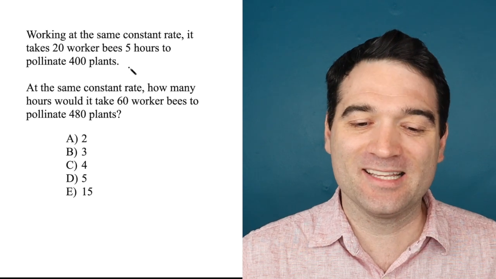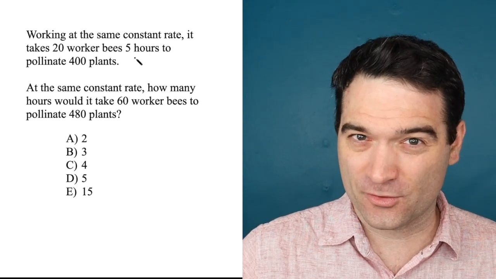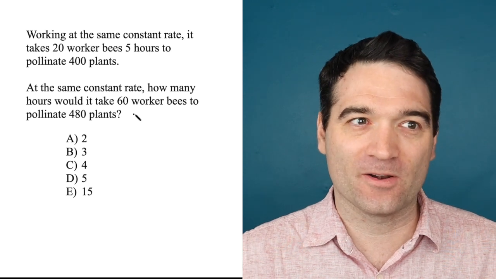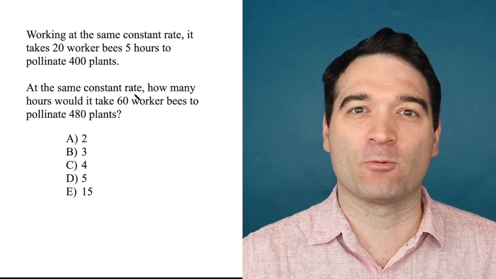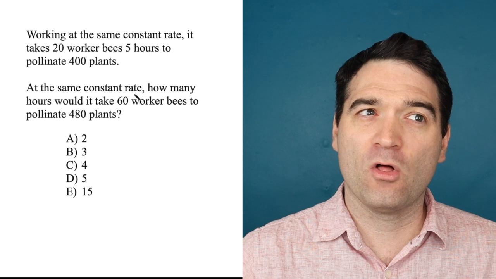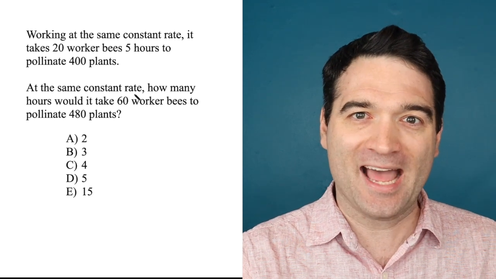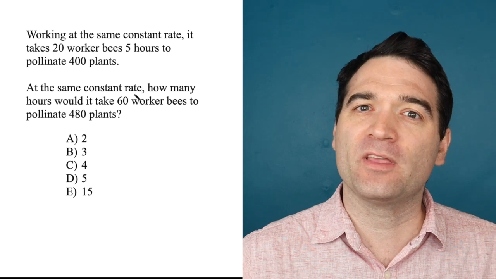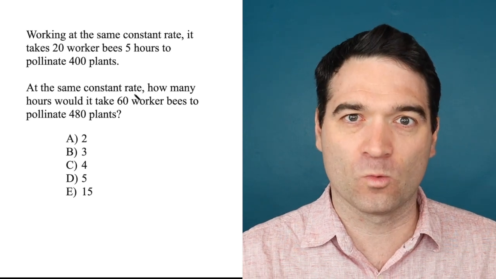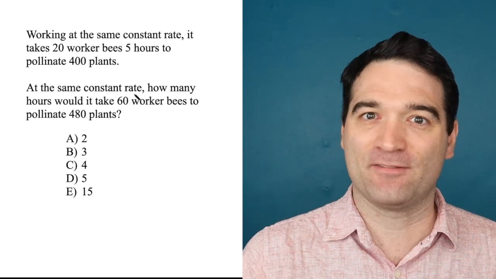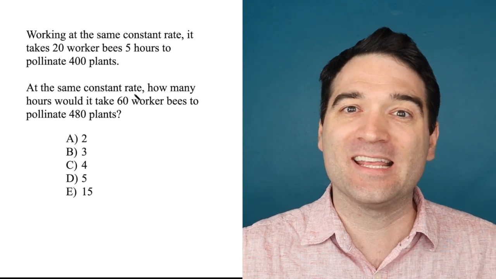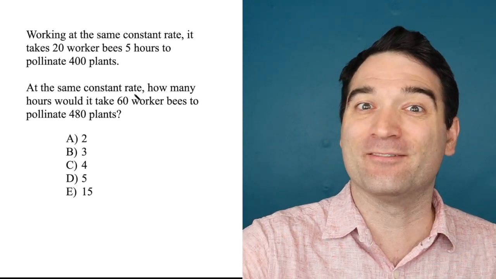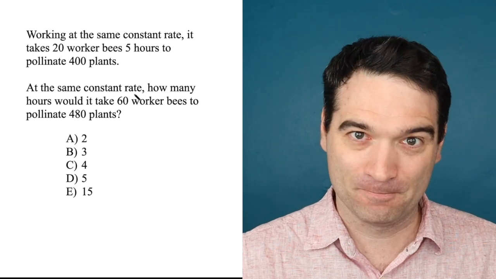All right, this is a classic inverse rate question. And what makes these types so hard is that we kind of have to think backwards. What do I mean by that? Well, the more bees we add to the job, the less time it takes. So for example, if we double the number of bees working, it's going to take half as long. It operates in an inverse way. So if I multiply the number of bees by 2, I divide the time by 2.